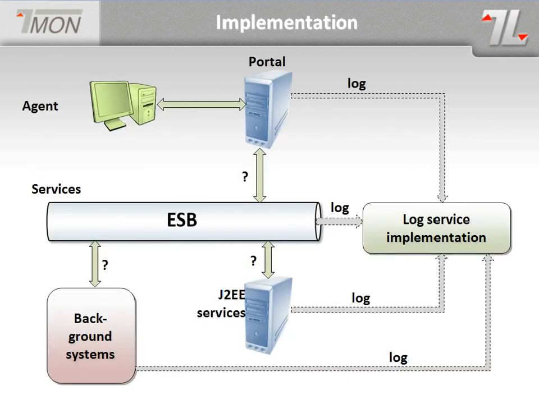Another problem is, so to say, not observed at first sight. Think again of our first figures: there is a portal, there is the ESB, and there are, say, the background systems. We agreed that everybody is logging. So they send the logs here, by calling the logging service. But what will the ESB log, for example? How will it know, when logging about a given service, in which process it takes part?